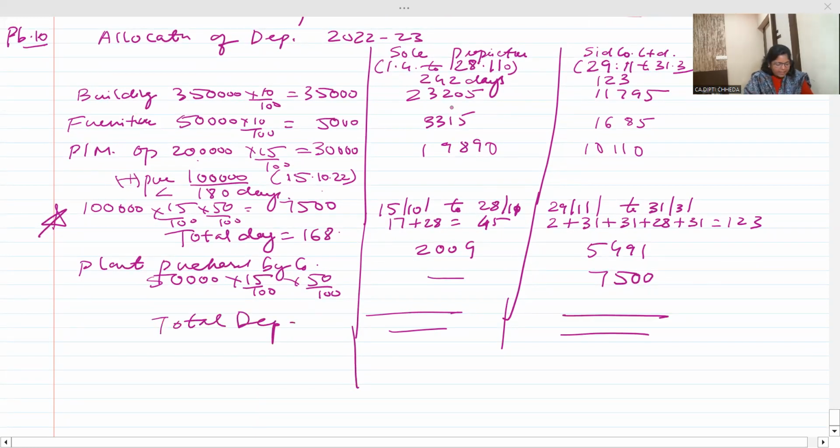This is called as drilling. 23,205 plus 3,315 plus 19,890 plus 2009. What's the total depreciation? Faster than me. Yes, 48,415. Chalo, this side 11,795. Very good. 32,831. That's all. Take 2 minutes time now.